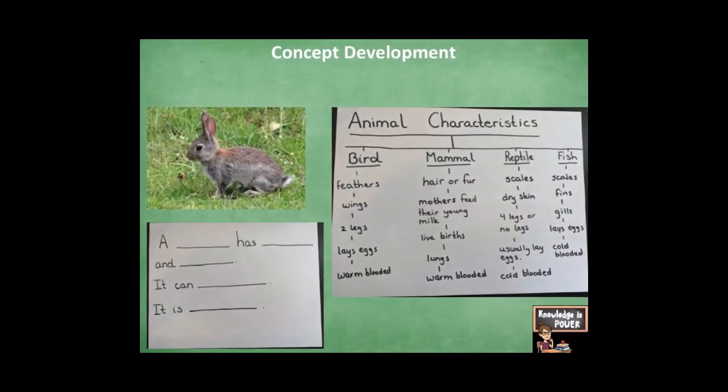What's next? A rabbit has fur and lungs. I see those characteristics in the mammal column. It can feed its young milk and it is warm-blooded. Humans, like us, we're also mammals and we fall into this category.